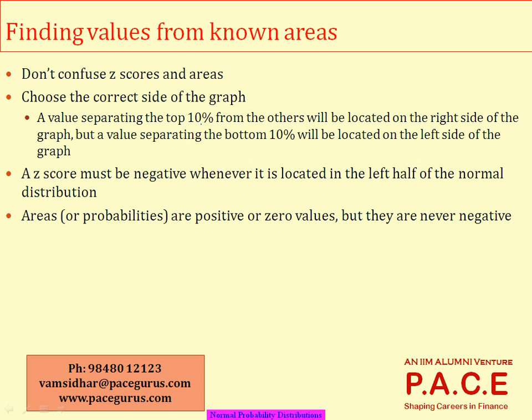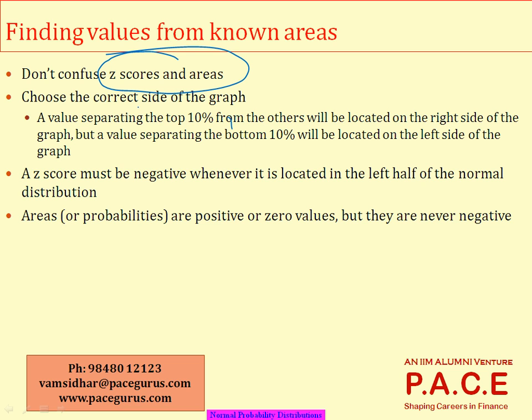And as I said earlier, you should never confuse z-scores, which are the x-axis values, with the areas of the normal distribution. A z-score can be even more than 1 also. 1, 2, 3, all are possible. Whereas as far as the area is concerned, the maximum area under the normal distribution or a standard normal distribution is always equal to 1.